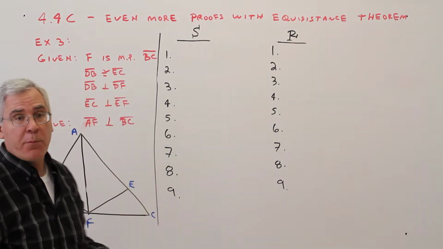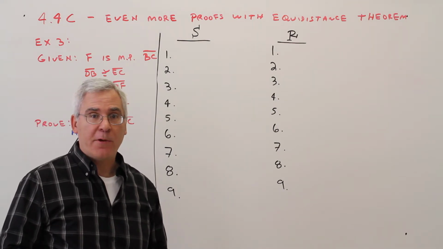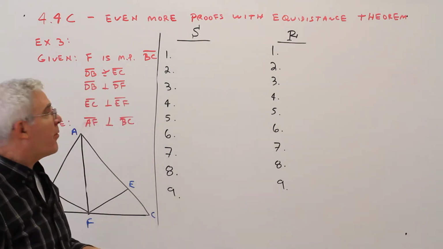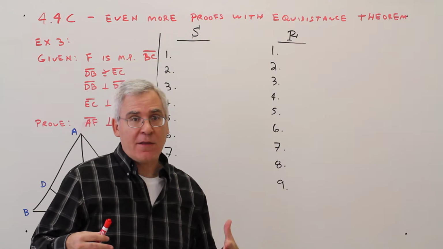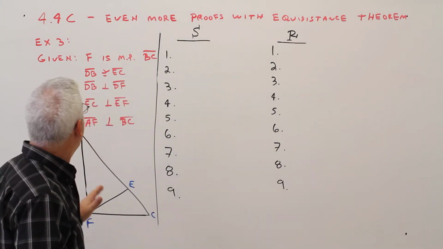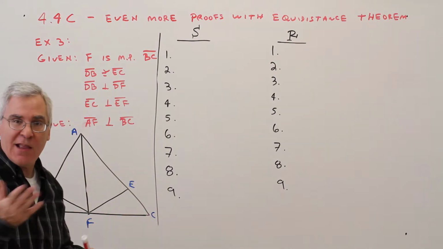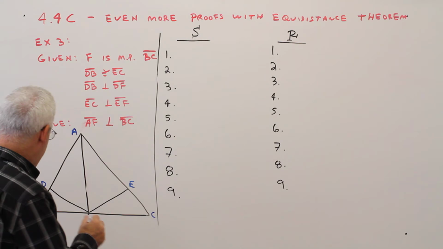Welcome to video 4.4c, even more proofs with the equidistant theorem. So this is example 3, and I'll go over this one in great detail, the planning stage and everything. This one's a little bit more involved. All right, so here's example 3. So given F is the midpoint of BC, let's just start marking things up like we would.